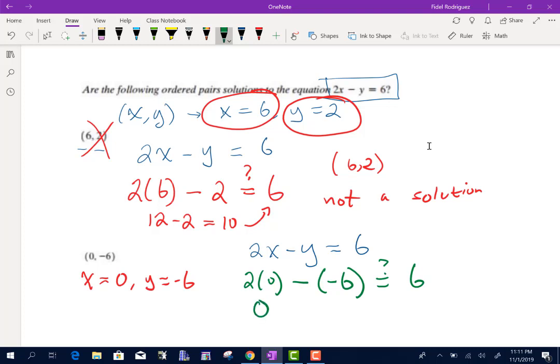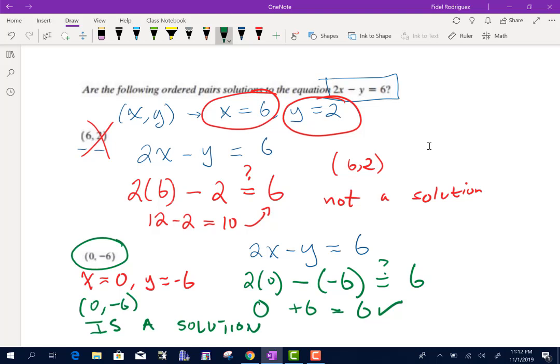Well, 2 times 0 is 0. Minus and minus makes it a plus. And isn't 0 plus 6 the same thing as 6? Yes, it is. So all this is telling me is that the point (0, negative 6) is a solution to that equation, okay? Because it checked out.